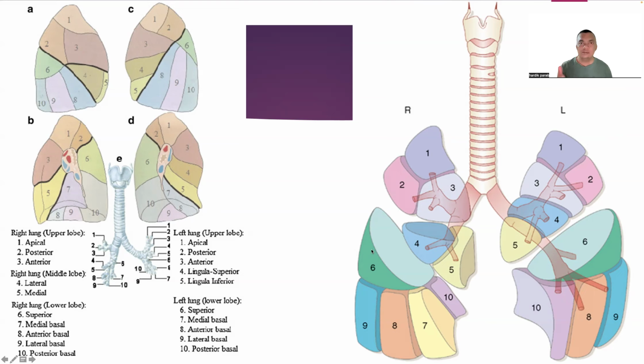It's also called superior basal or apicobasal or superior segment. Then your medial basal, anterior basal, lateral basal, and number 10 is posterior basal. So you can see from this one, okay, same thing is over here.